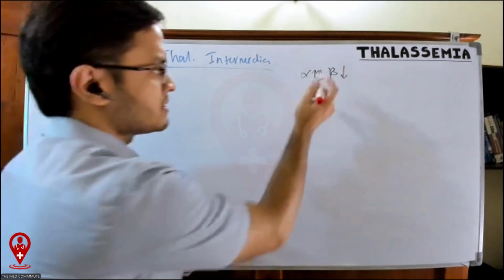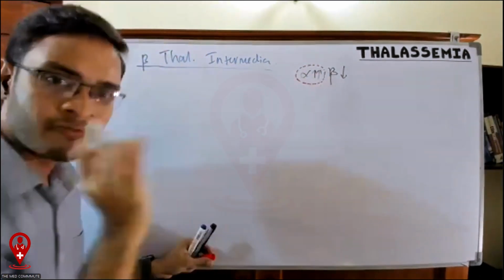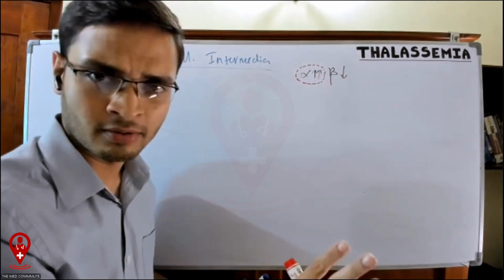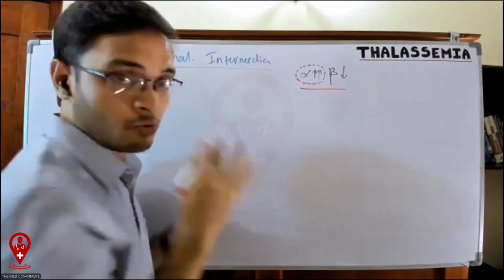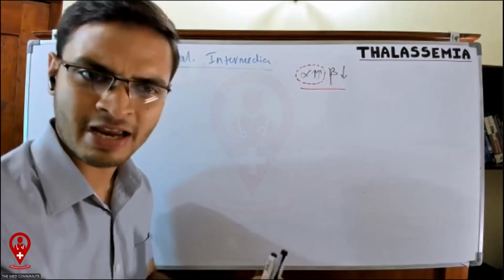Due to some cause, this alpha increase is not allowed to happen, right? Therefore, what is happening? Now, what is the problem with thalassemias? Ratio offset. The ratio becomes offset. That is the main issue.